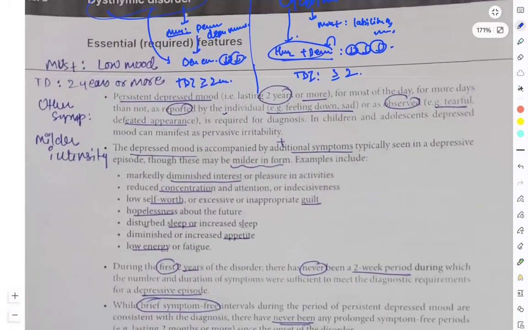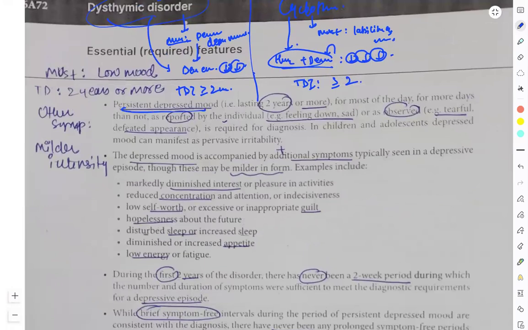So yeah, it writes the same thing. See, persistent depressive mood lasting for 2 years or more, for most of the day, more days than not, and reported by the individual as feeling down or sad, or observed by the patient's informants as tearful or defeated appearance, is required for diagnosis. In case of children and adolescents, the depressed mood may manifest as pervasive irritability.